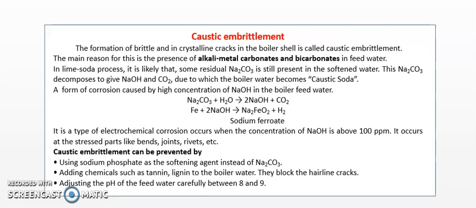The NaOH containing water flows into minute hair cracks by capillary action. Here, water evaporates and the dissolved caustic soda concentration increases progressively. This caustic soda attacks the surrounding areas, thereby dissolving iron of the boiler as sodium ferroate. This causes embrittlement of boiler parts, particularly stressed parts like bends, joints, rivets, etc., causing even failure of the boiler.